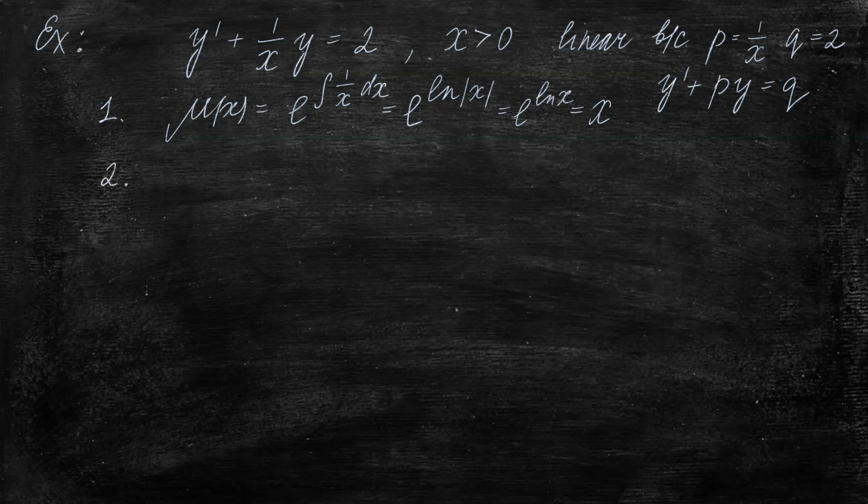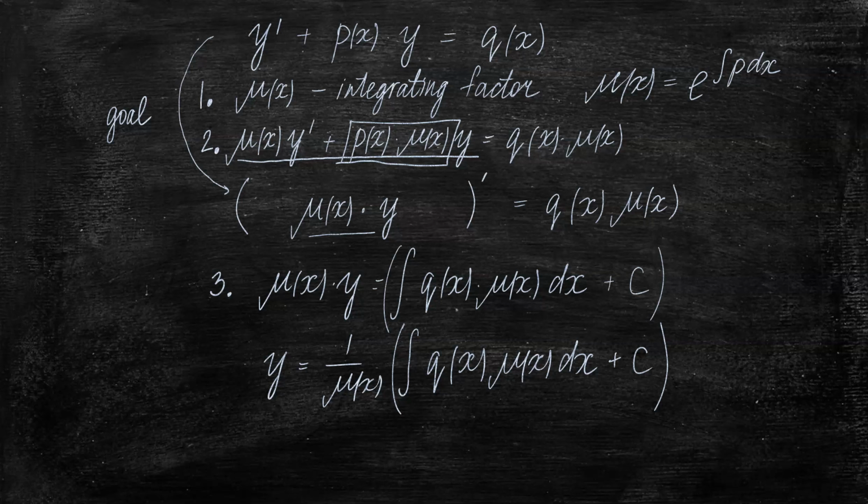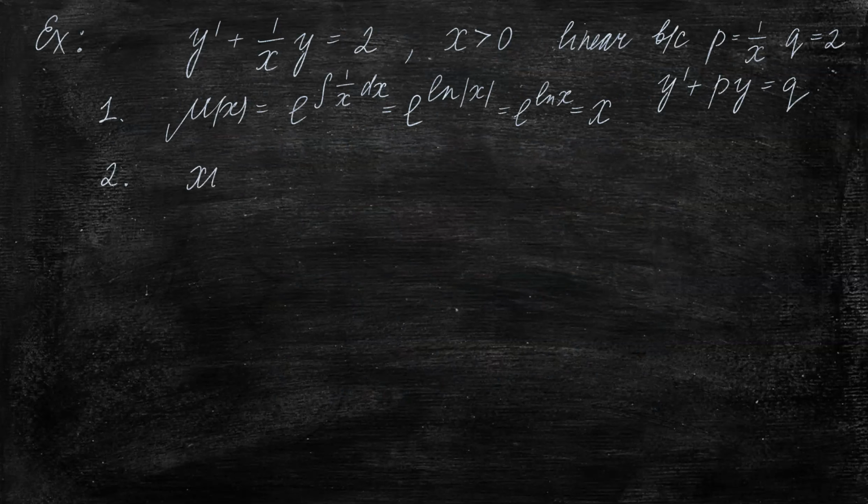In step 2, we're going to multiply both sides by the integrating factor. And if everything is done right up until now, the left-hand side should become the derivative of the integrating factor times the original unknown function. It's always going to be the case, so you can count on that, and if it's not true, then something is wrong.